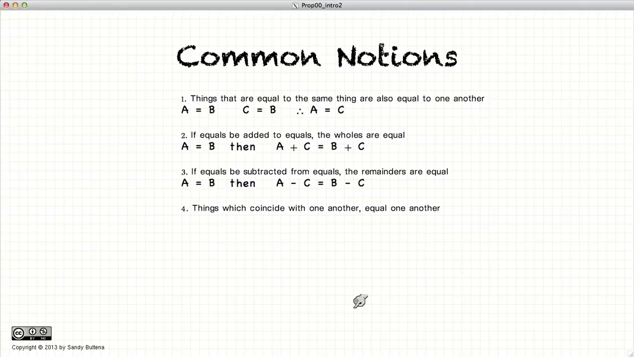Things which coincide with one another equal one another. So if you lay 2 things on top of each other, if they line up perfectly, they are the same. And finally, the whole is greater than the part.